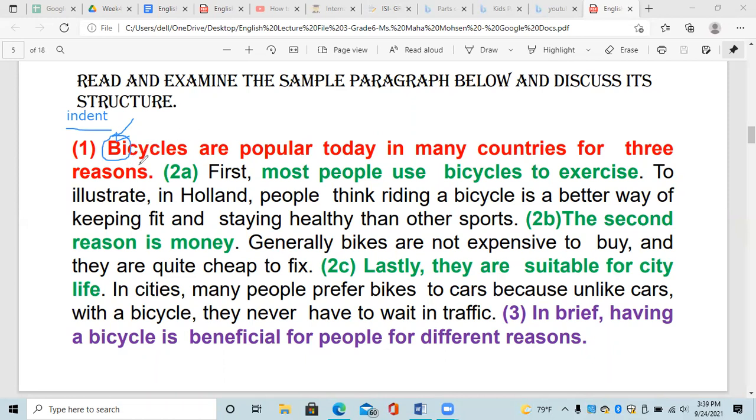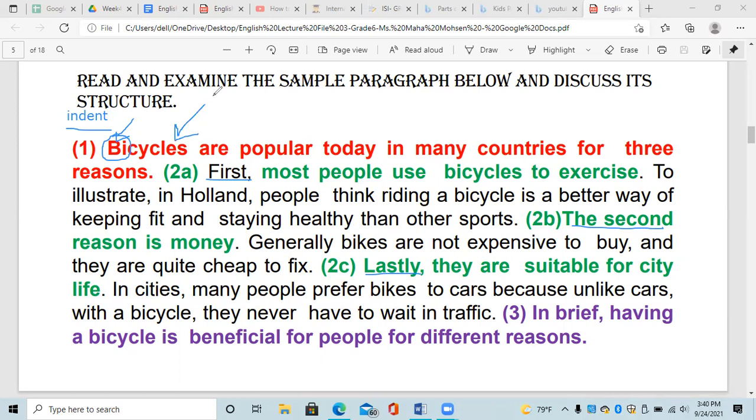Next, I want you to look at this sentence that's colored in red. Bicycles are popular today in many countries for three reasons. And then, as I read before the paragraph, you can see that we were talking about first thing, second, and lastly, we were adding details. These are all details. For example, most people use bicycles to exercise. The reason they use bicycles is that bicycles are cheap. They don't cost them money. And the last thing is that they are suitable for city life and they can move between the cars quickly and they don't have to wait in traffic. So all these sentences in green are called the details or the supporting sentences. They are all details about the same topic, which is bicycles.